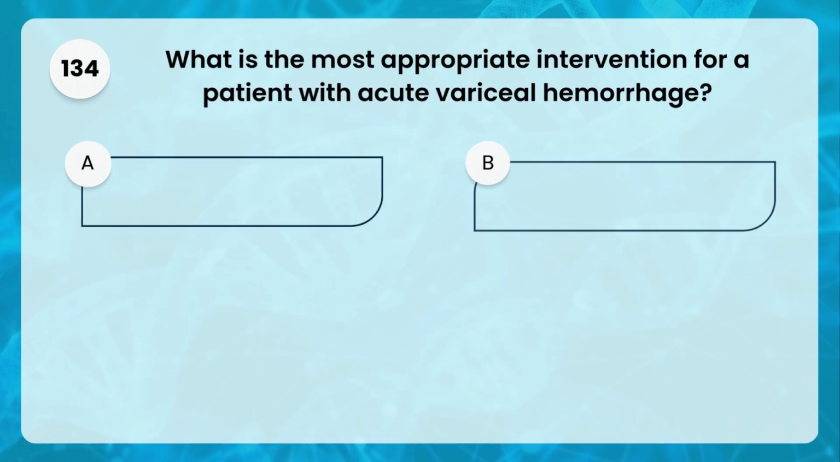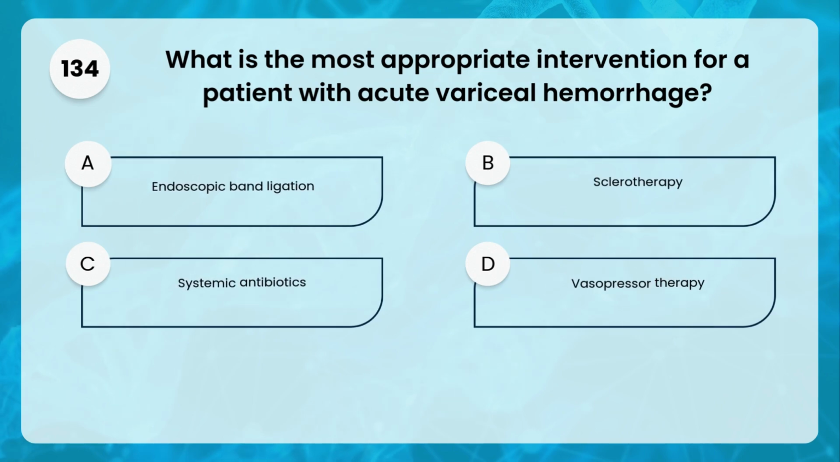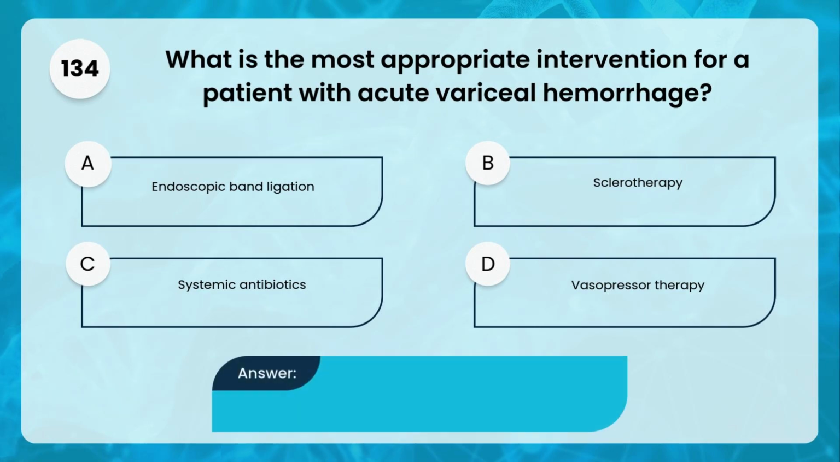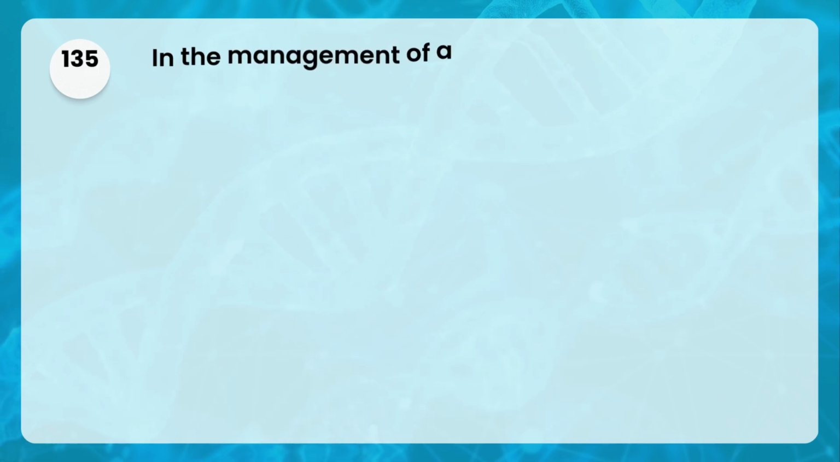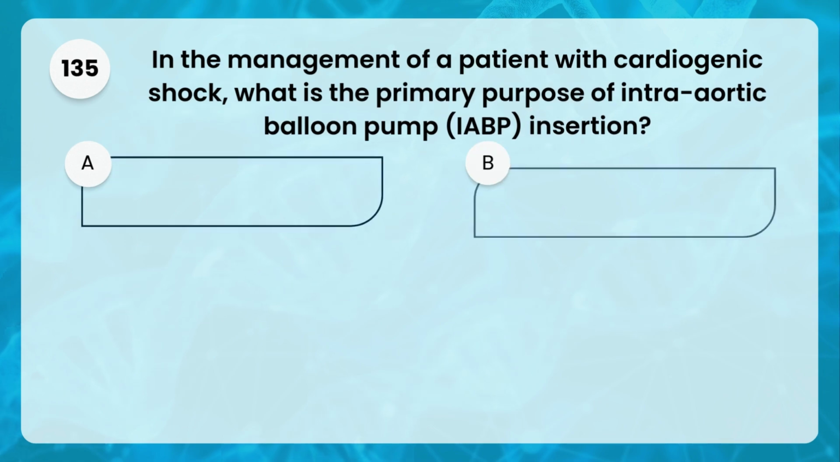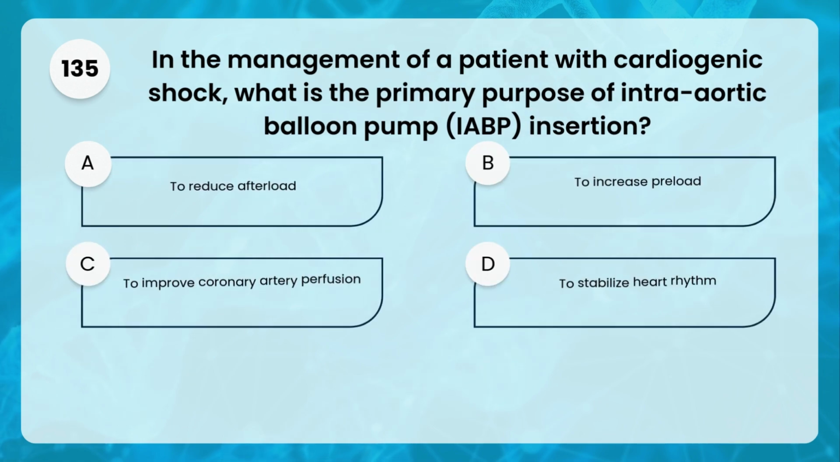What is the most appropriate intervention for a patient with acute variceal hemorrhage? A. Endoscopic band ligation. B. Sclerotherapy. C. Systematic antibiotics. Or D. Vasopressor therapy. The answer is A. Endoscopic band ligation.